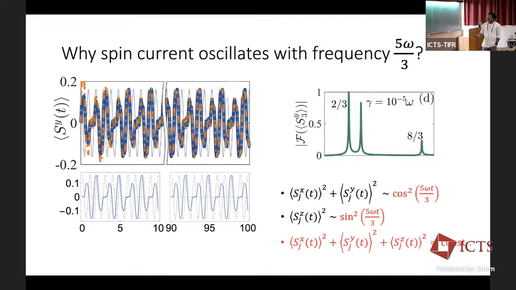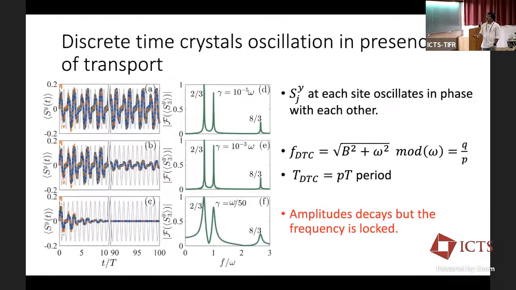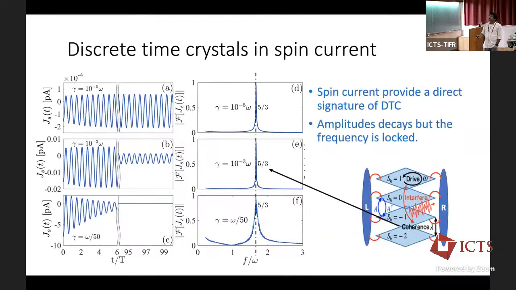Now, given that for very small gamma, I must have this property to be constant, as you can see, the SZ should oscillate with 5/3 omega. And this is what was happening here.